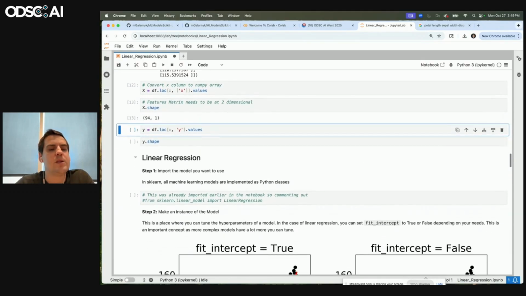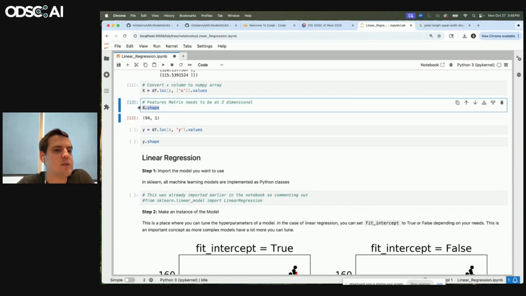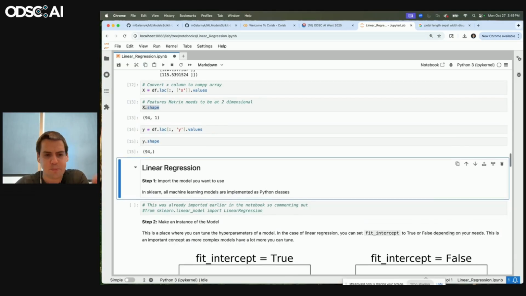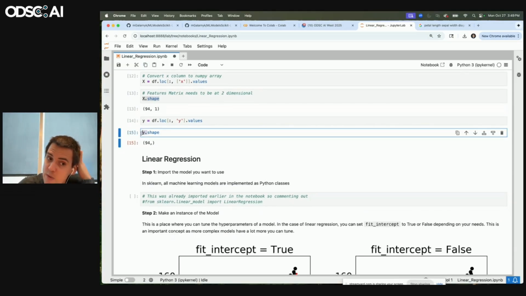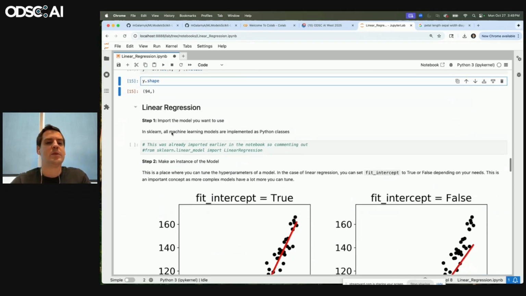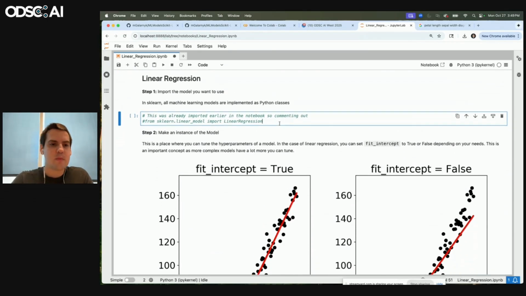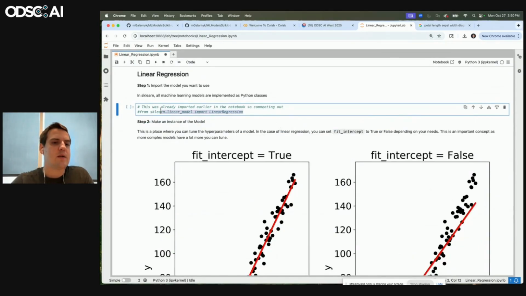One thing you need to know is that your features need to be two-dimensional. So even if you have one single column, your x needs to be two-dimensional in nature. If it was one-dimensional, most likely Scikit-learn would throw an error, unless they fixed that issue recently. For y, it's okay that it is a vector, because it does not need to be two-dimensional for this use case.